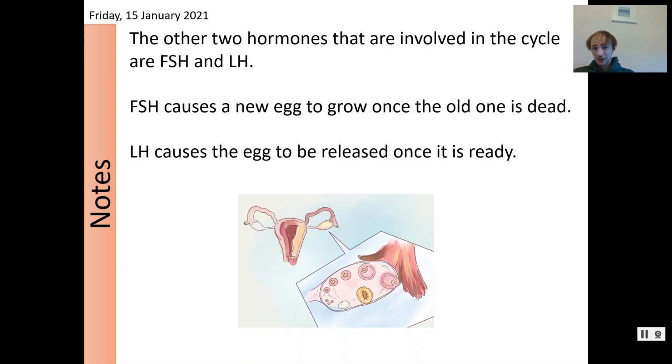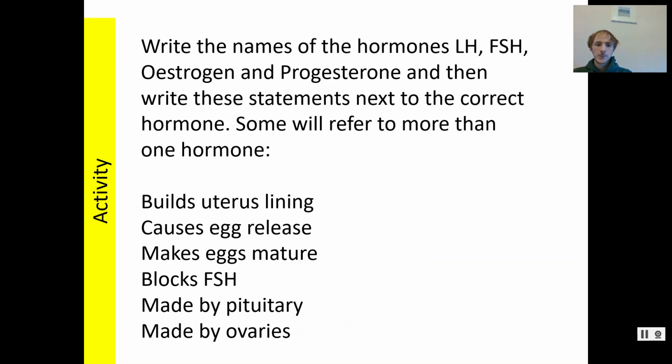So let's skip forward a bit and finish off the lesson. Now, a little task you've got there. I think it's right now. So without looking at the notes, can you sort these? Which of these hormones do these states refer to? Some of the states refer to more than one hormone. Have a look at that one.